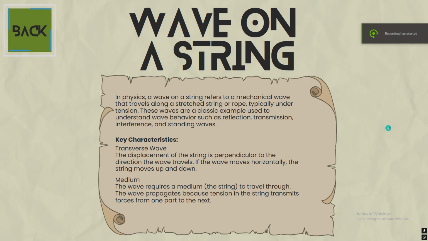Key characteristics: transverse wave. The displacement of the string is perpendicular to the direction the wave travels. If the wave moves horizontally, the string moves up and down. For example, the string on a guitar. When you strum it downward, the string's wave moves horizontally. Medium: the wave requires a medium to travel through. The wave propagates because tension in the string transmits forces from one part to the next.